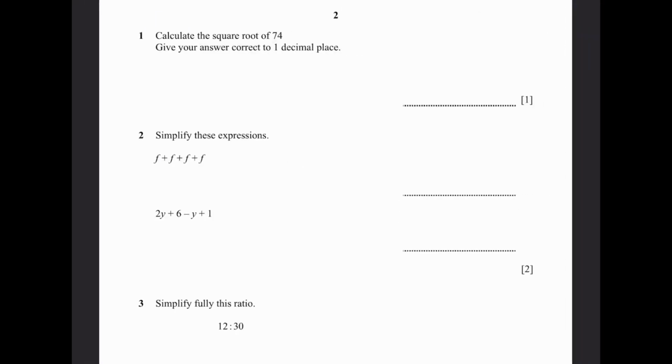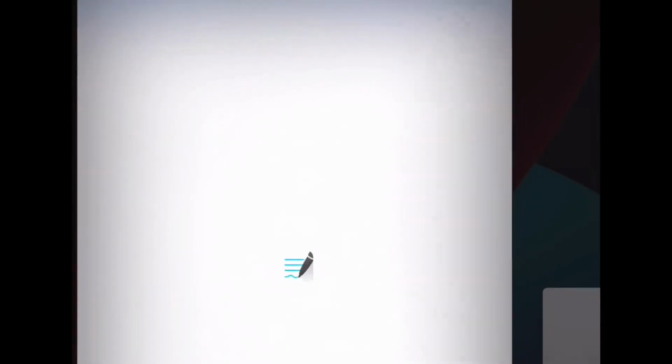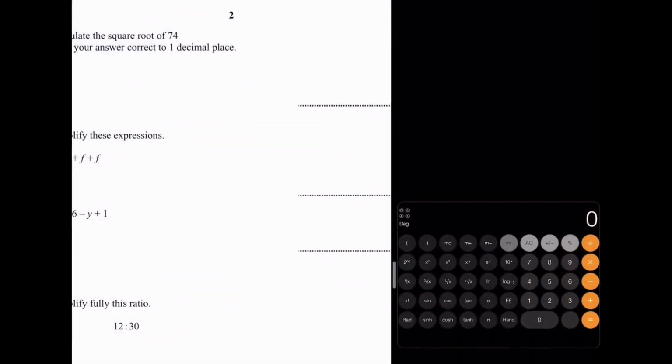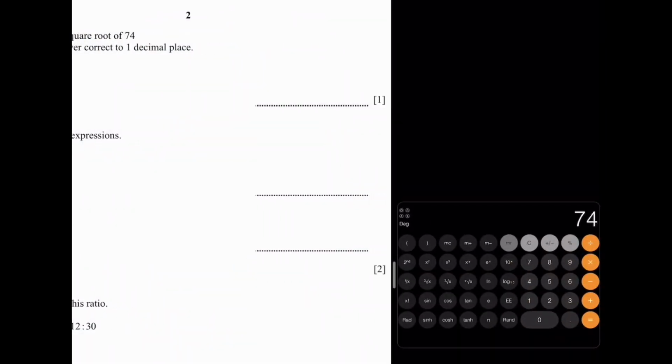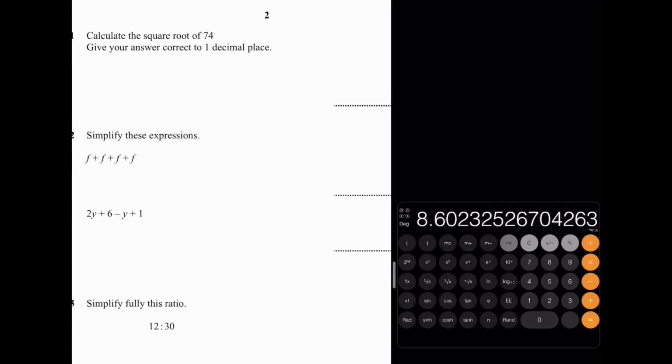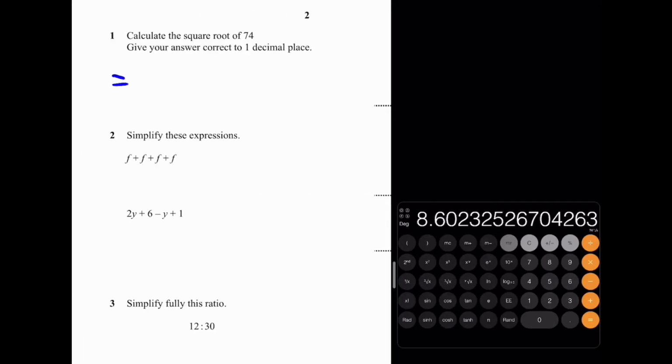Question 1. Calculate the square root of 74. Give your answer correct to one decimal place. To calculate the square root of 74, we need a calculator because it is not a perfect square. So now, let's take the calculator, type in 74 square root. That will be 8.60232.